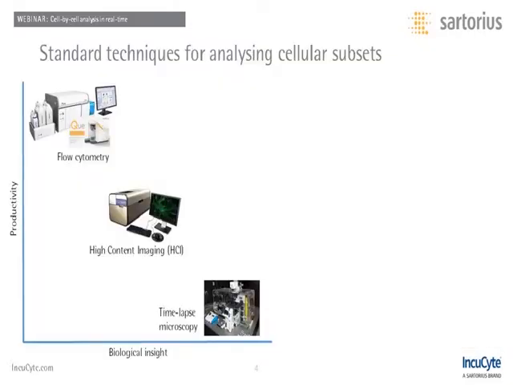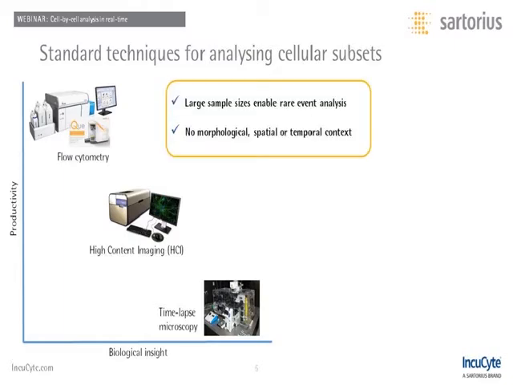So what are the current techniques used for the analysis of cellular subsets, and what kind of biological insight and productivity do they provide? Flow cytometry has the ability to take large numbers of cells and, coupled with the use of fluorescence, separate cells by gating into particular subsets depending on their marker expression as well as size and complexity. And this technique is becoming ever more high throughput with the help of platforms such as the IncuScreener.